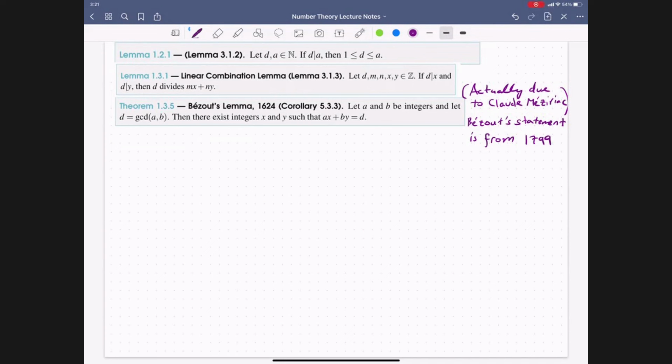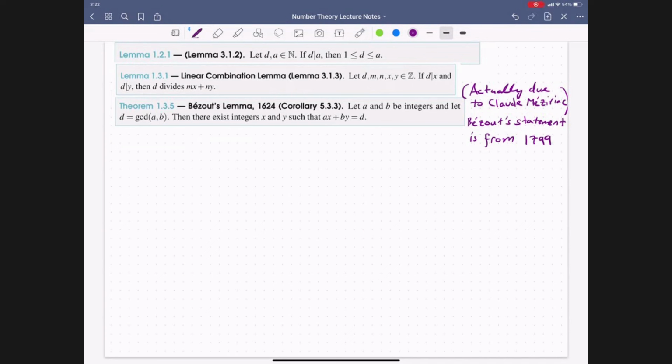Bézout's lemma, as stated for the integers, dates back to Claude Mesiriac, who proved it in 1624, hence the date on here. And as a comment on this general theme of generalizing, which we will see throughout the course, Emmy Noether in 1921 generalized it even further in the context of commutative rings. We will be experiencing a variation of that as we go further in the course, and we will actually be seeing the greatest common divisor in the setting of the Gaussian integers, which we discussed recently.